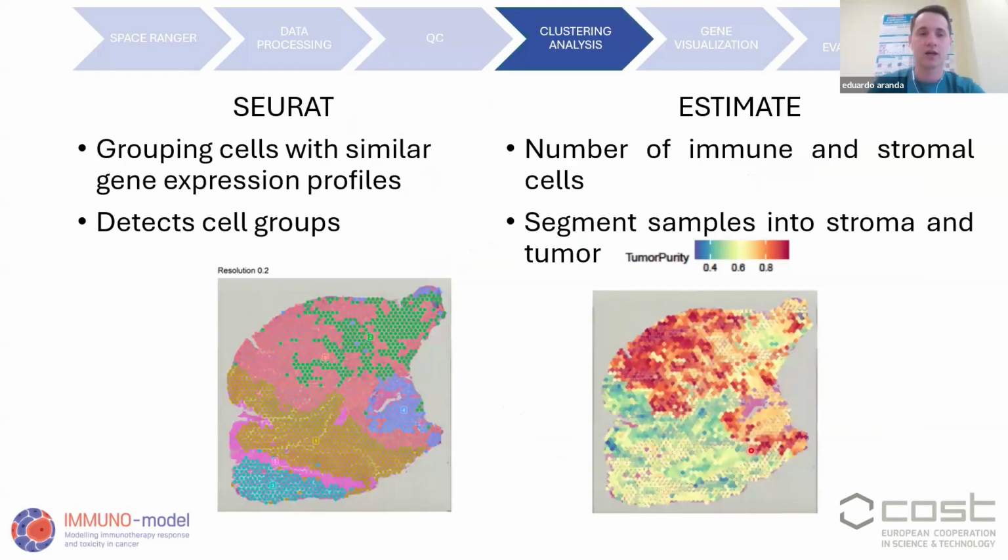Later, when we have high quality spots, we can follow with the clustering analysis. To cluster our samples, we have used two approaches. Clustering according to the expression pattern, using a function from the Seurat package, and another using ESTIMATE, which is another R package, different from Seurat. With this, we can classify our tissue according to immune, stromal, and tumor cells.